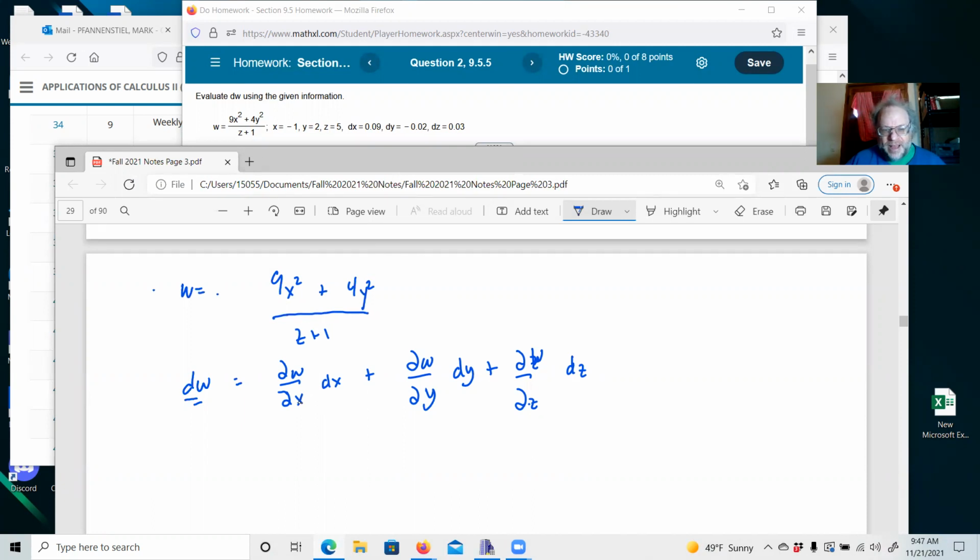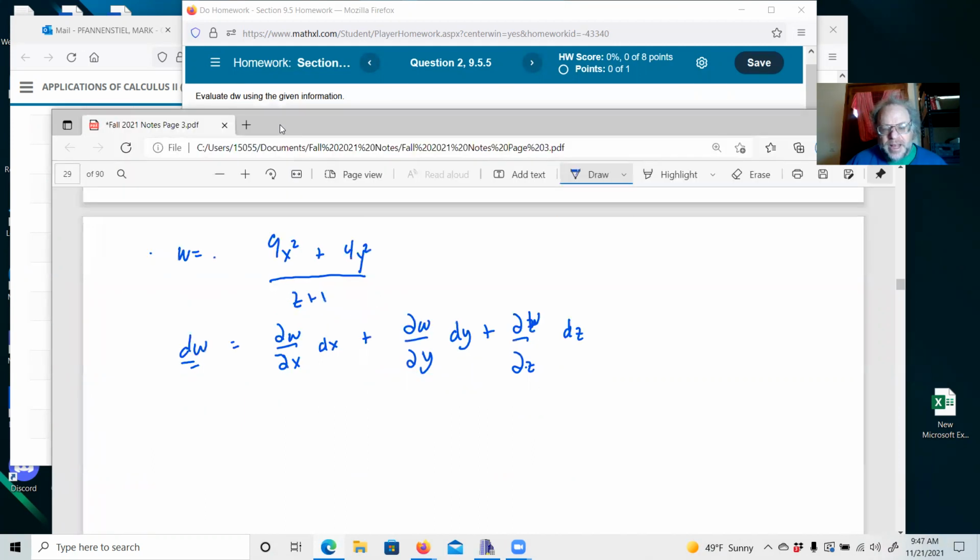So what we have here is the partial of w with respect to x. When I'm looking at this, I'm going to break w up into 9x squared over z plus 1 plus 4y squared over z plus 1. I want to write it in a way that simplifies it so I can see what's going on. The second term has no x's, so as far as x is concerned, this term is going to be 0.